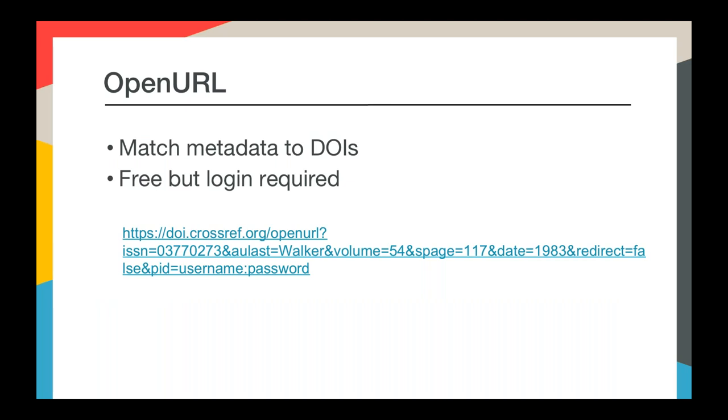You can also use our open URL resolver to look up matches. For those of you that aren't familiar with open URL, you can provide basic citation metadata like an author's last name, volume, page, and it'll query against our system and find the best match. It's used a lot by library systems like library link resolvers, and it does a pretty good job, and it's fairly well supported.